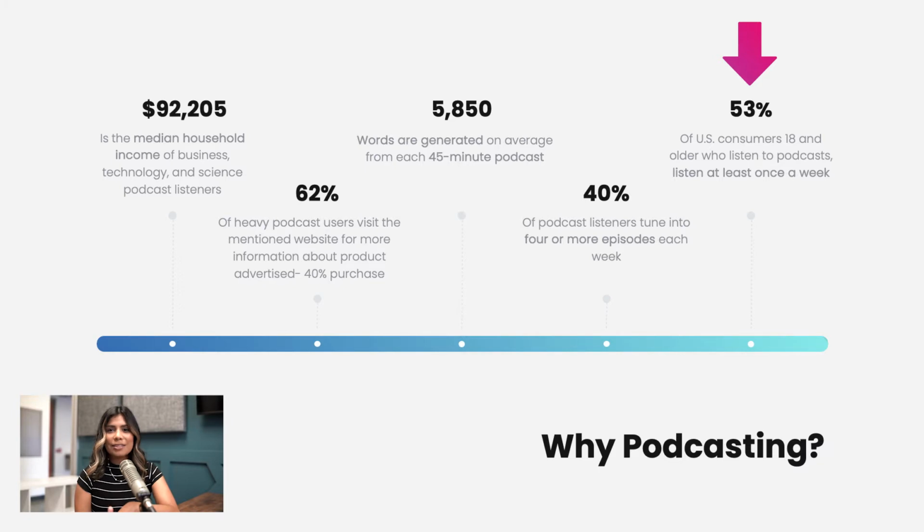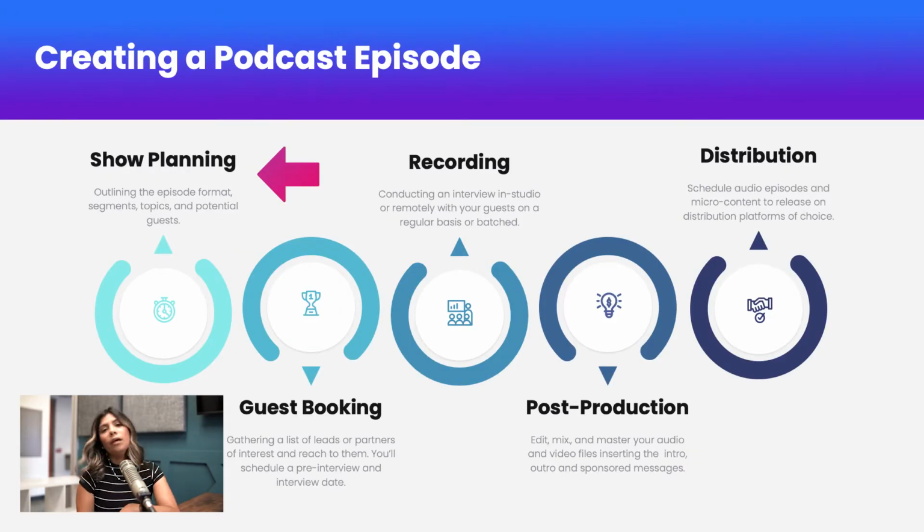Now that I've told you a few facts, I want to talk about what a podcast entails from start to finish. So let's look at it. The first step in creating a podcast episode is your show planning. This is a stage where you're going to want to outline the episode format, the segments, sponsors, topics, and potential guests that you want to reach out to. This helps ensure that you pre-planned enough content so that you can continuously roll out content that's on brand, that's on a focused topic, or that's going to generate the leads or ROI that you're wishing for.